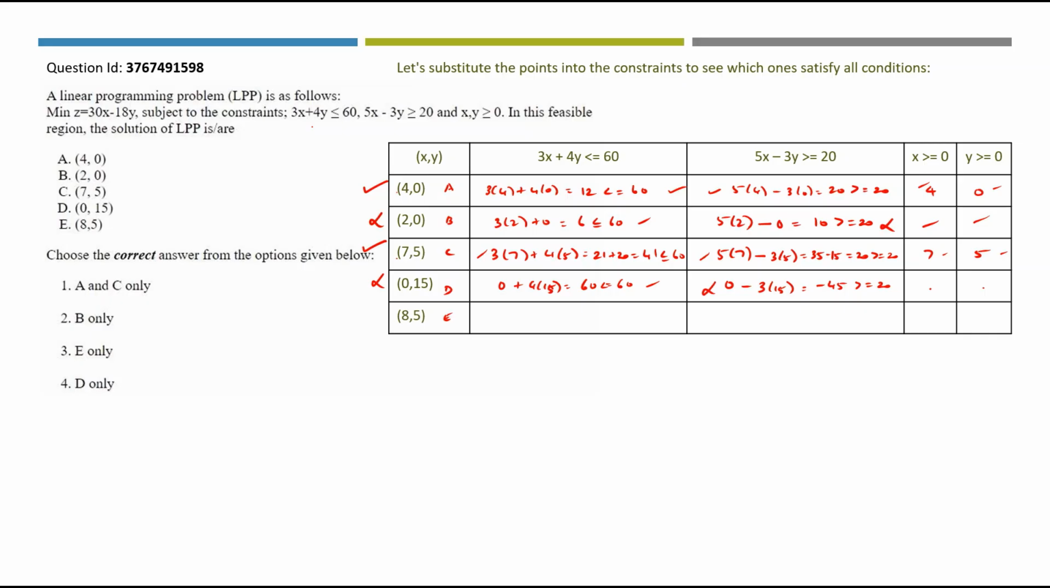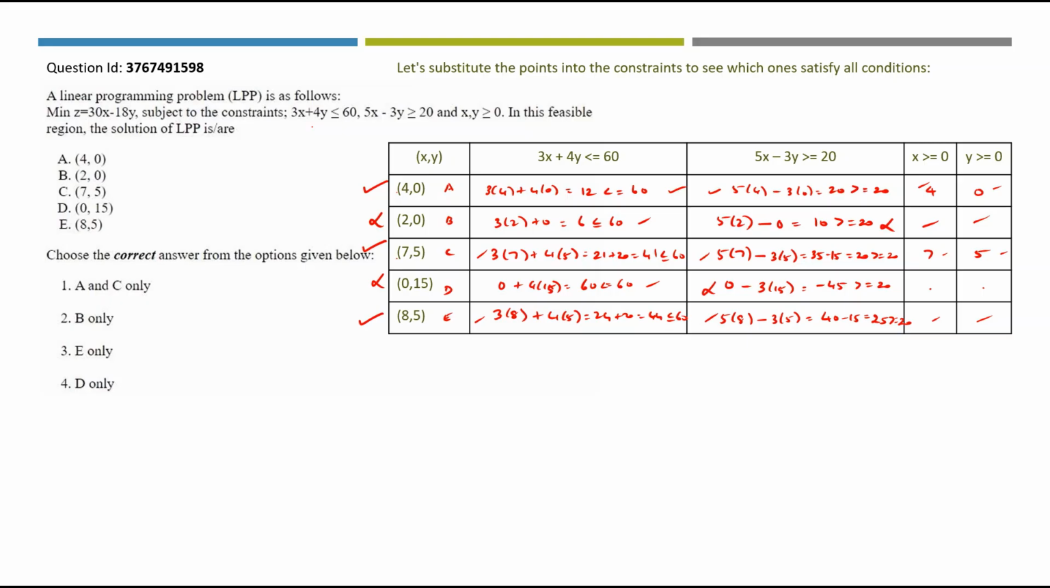What about 8, 5? We have 3 into 8 plus 4 into 5. 24 plus 20 will give 44 less than or equal to 60. So this is fine. What about 5 into 8 minus 3 into 5? 40 minus 15 will give 25. Is 25 greater than or equal to 20? Yes. X and y are also greater than 0 only. So this point can also be taken for solution consideration.